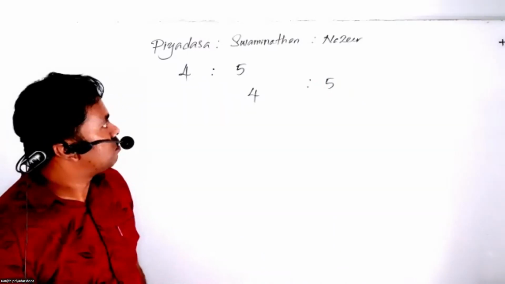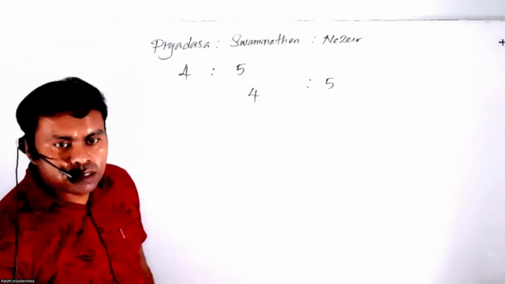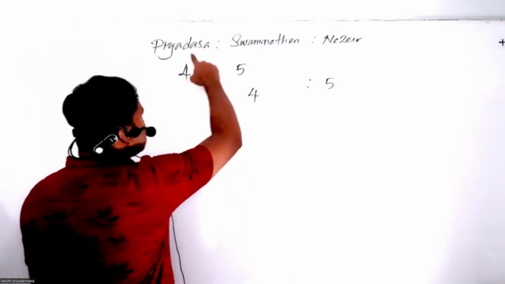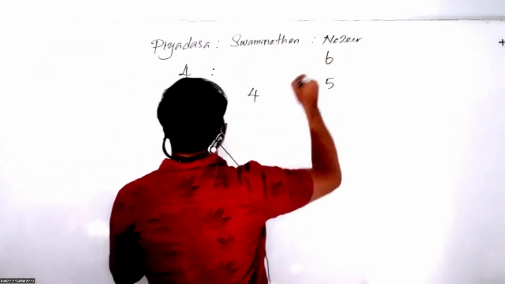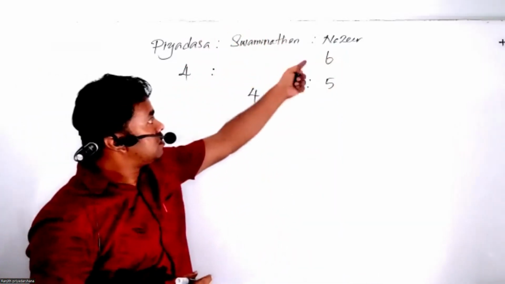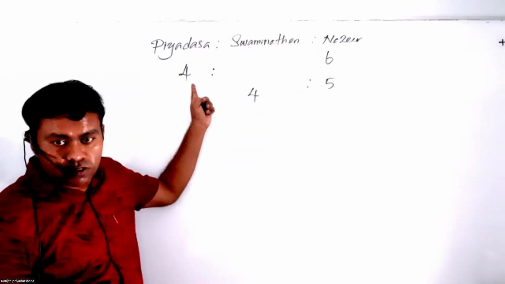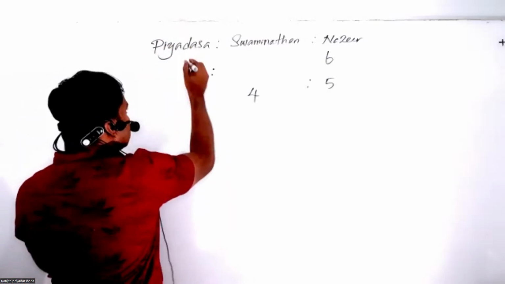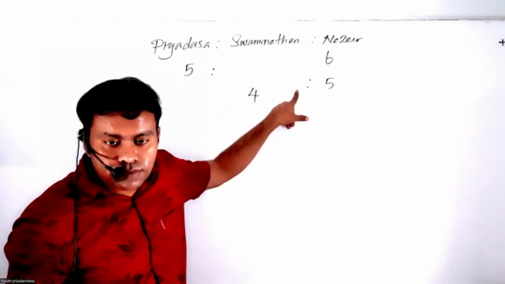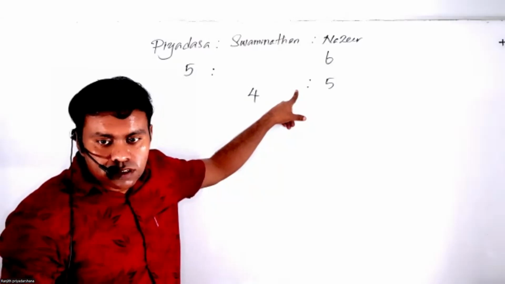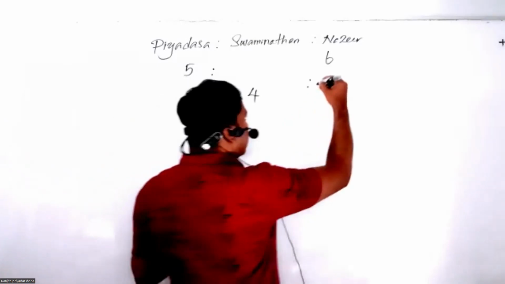Swaminathan and Nazir, 4 to 5. Piyadasa and Swaminathan, 5 to 6. Swaminathan and Nazir, 4 to 5. That's correct.